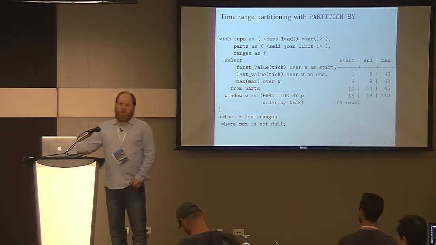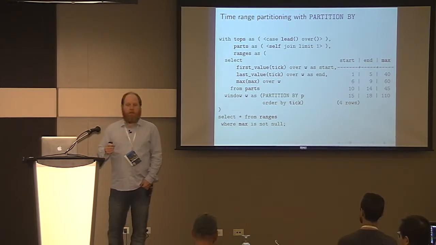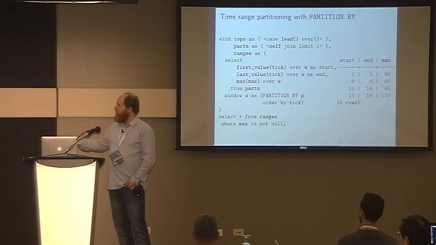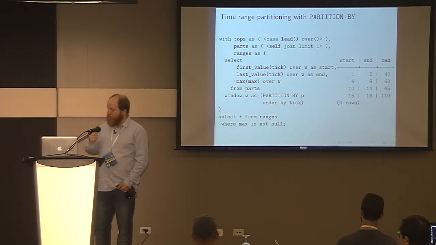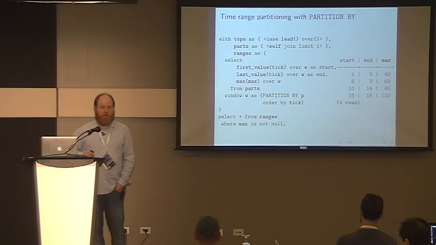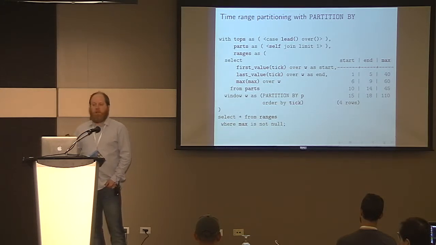So with tops as the usual query we've been using from the start, parts as the partition query we've just been using together the slide before. Let's derive the ranges. So the ranges are what? The ranges is from the first value of the tick to the last value of the tick. We did measure the maximum value over that window from the partitions, and we partition the data by the partition number we just did create in the previous query. And within a partition, as we want the first and the last value, we need to have a notion of the ordering, so we order by tick.